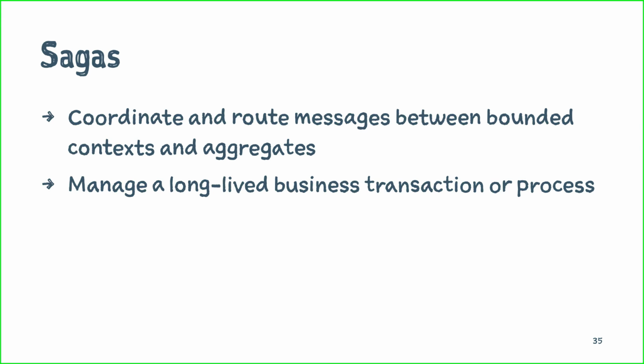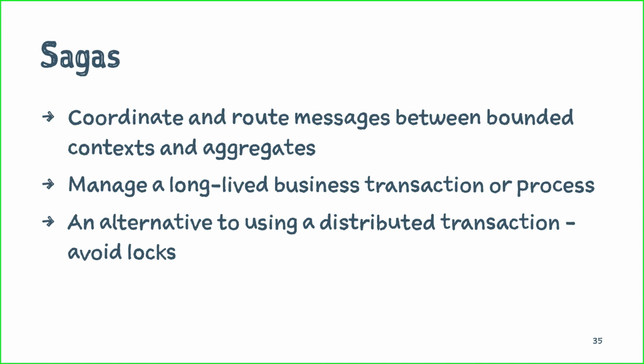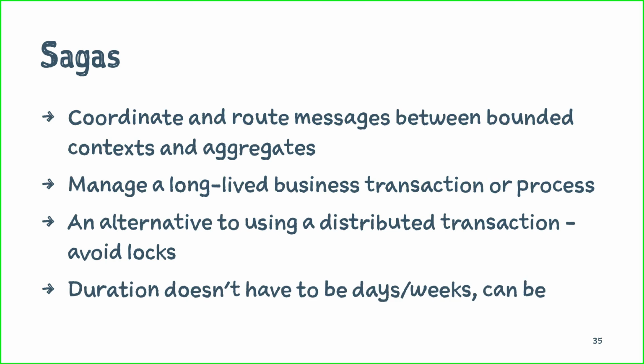These sagas are in charge of managing long-lived business processes, and again, as we talked about, this is an alternative to using big distributed transactions, so you can avoid locking on resources and get really fast reads without worrying about locking. And one thing someone pointed out is that your saga doesn't have to be this big thing that lasts for months. It could be just a few seconds, but in the computing world, several seconds is a long time, right? Computers can process things pretty fast, so just a few seconds can be a long time.